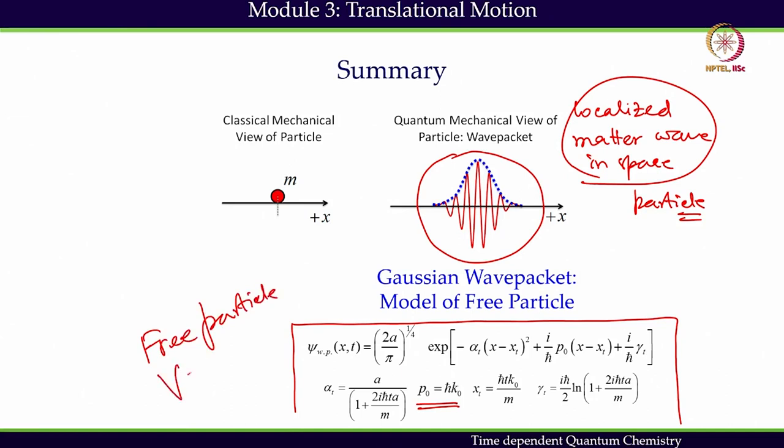Free particle means the potential experienced by the particle is 0. There is no force acting on the particle. If no force is acting on a quantum particle, it will just move with the same velocity and will not change its velocity at all, and that is why momentum is constant. This is the momentum which is constant.